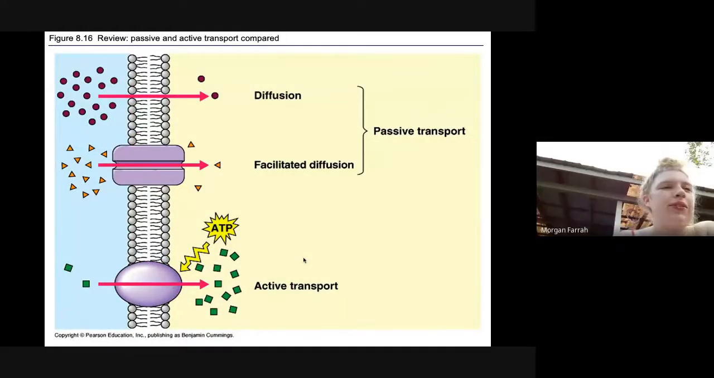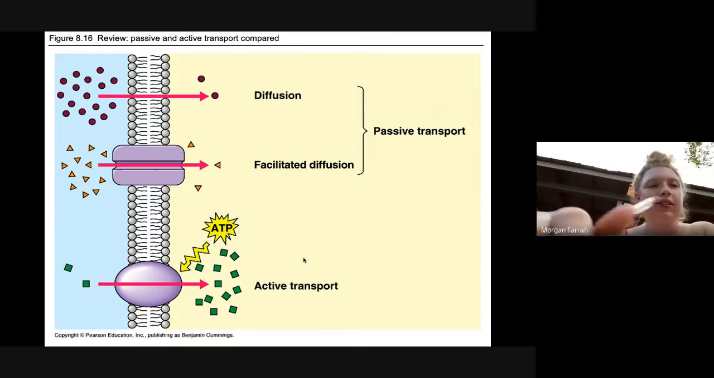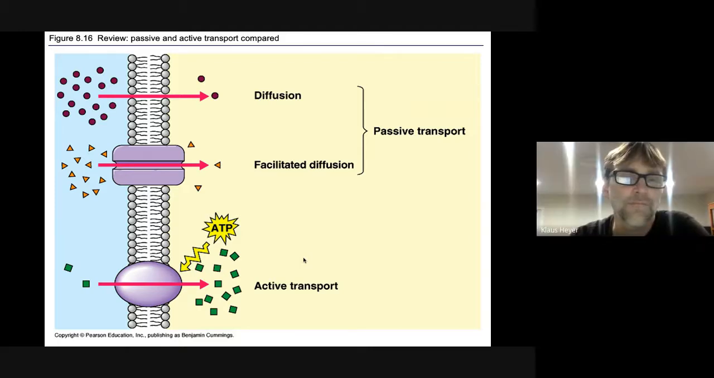I just have one question. Are the purple things still proteins, or does that even matter? Yeah, they're proteins. I don't know why this book colors them purple. That's not what they look like. It's not their color. It's just trying to show you.